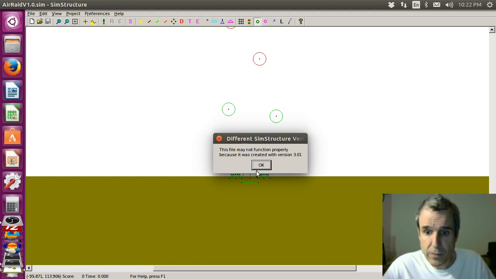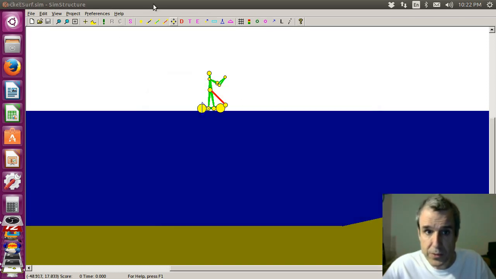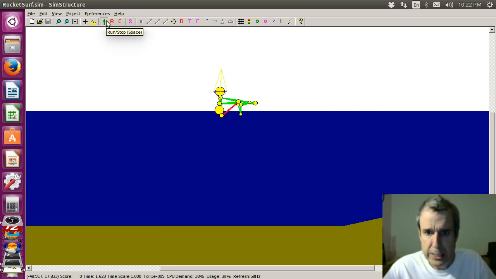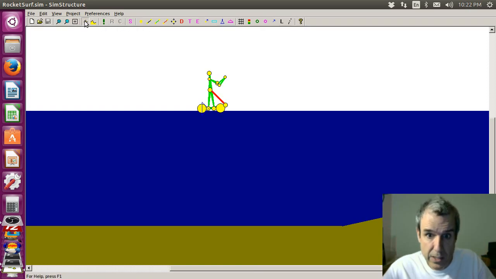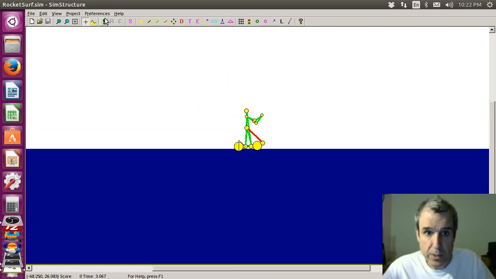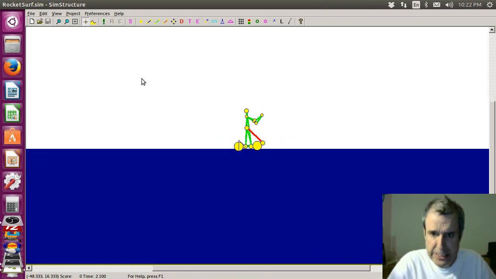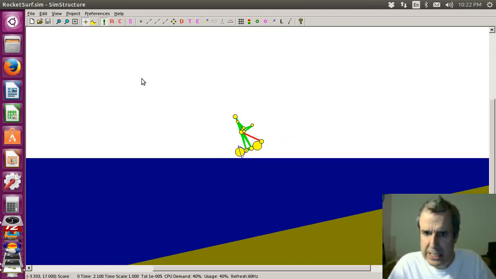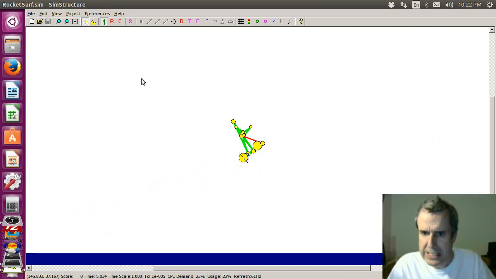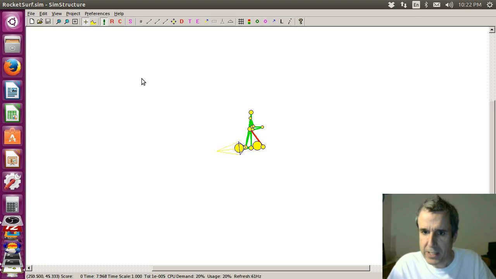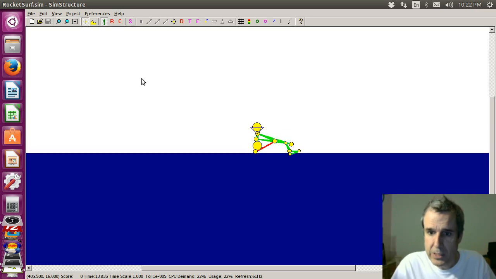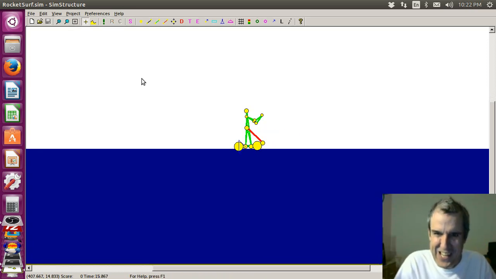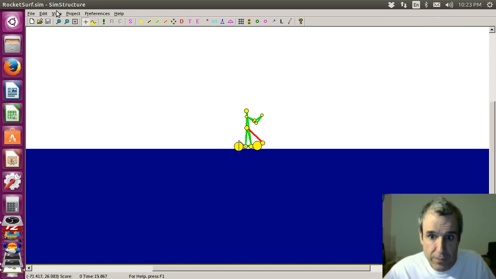So somebody made a rocket surfer. So we could do, you want to do a control system on this puppy? Some kid made this with SimStructure. What he does with his hands is pretty funny. Okay, so let's make a controller for this puppy.